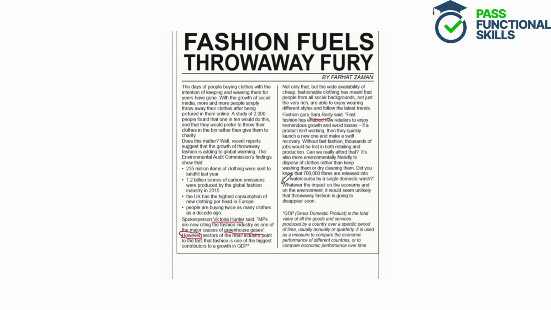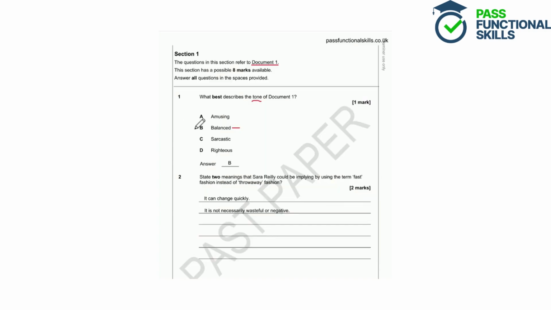And then we can see with this closing statement here, whatever the impact on the economy and on the environment, it would seem unlikely that throwaway fashion is going to disappear soon. So it doesn't come down on either side of the argument in this closing sentence. It simply rounds off the arguments that have been put forward during the article and doesn't really say which side the author is coming down on. So we can say that balanced is the correct tone of the article, but let's have a quick look at the other options to check that they're not also correct.